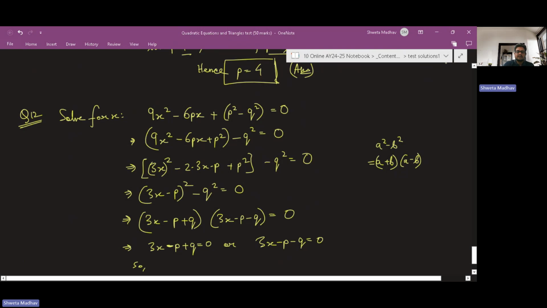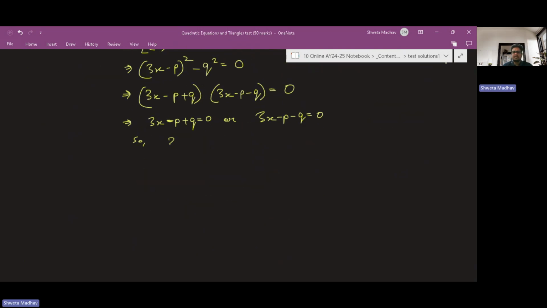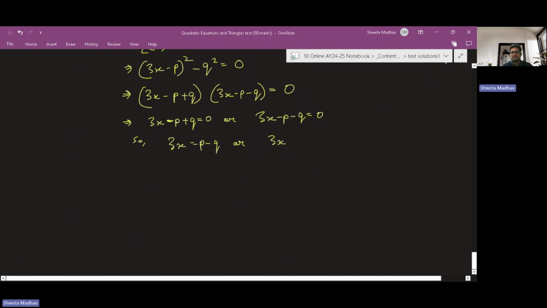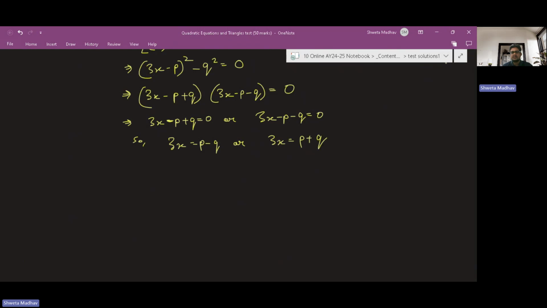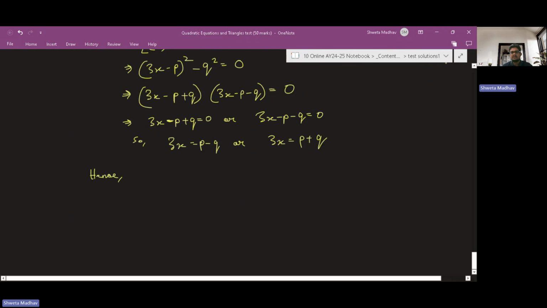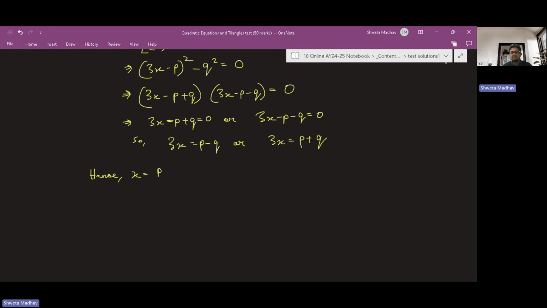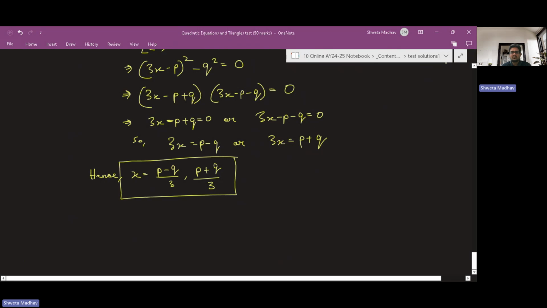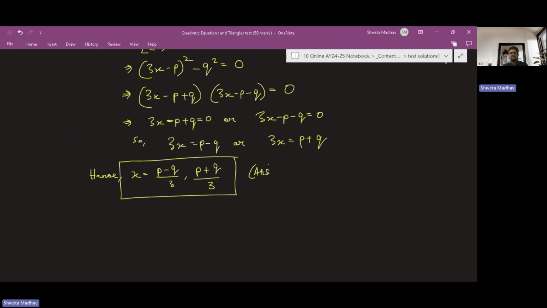So we can say that 3x will be either p minus q, or 3x will be equal to p plus q. So hence the required values of x are p minus q by 3 and p plus q by 3. So these are the two solutions of x. So this is the answer.